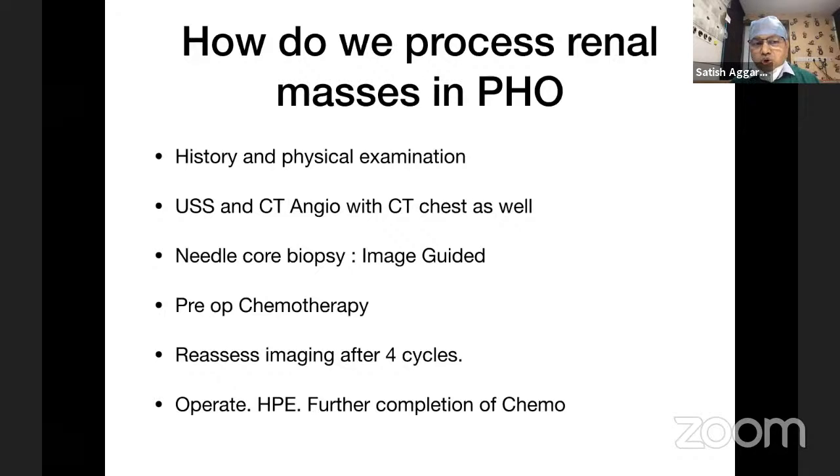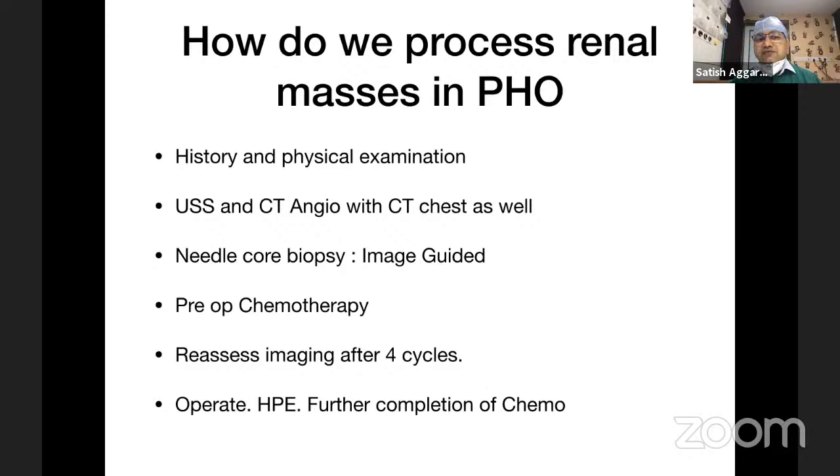Ultrasound is almost always done, and then a CT with angio sequence. Because as a surgeon, one would want to know the vascular invasion, the vascular supply, the safety of resection, whether the tumor is going around the vessels, whether it is encasing the vessels, so that we can define the image defined risk factors.